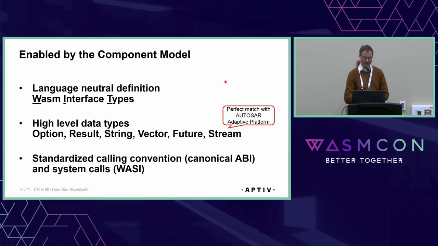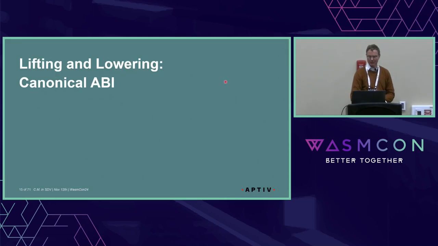And with WebAssembly interface technology, it really gets quite easy, especially when it comes to ownership, passing of values between C++ and C and Rust or any other language. And the calling convention is standardized, so the canonical ABI is being used, so you really have a binary interface between these components, and the system calls are also standardized, so you can also create operating system independent modules. So I will now give a closer view into how exactly the canonical ABI works by showing an example of lifting and lowering.